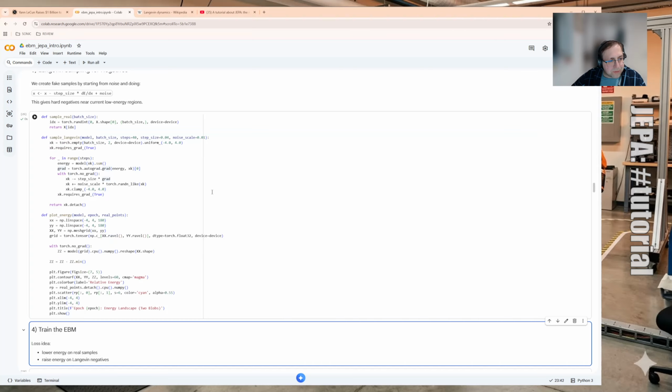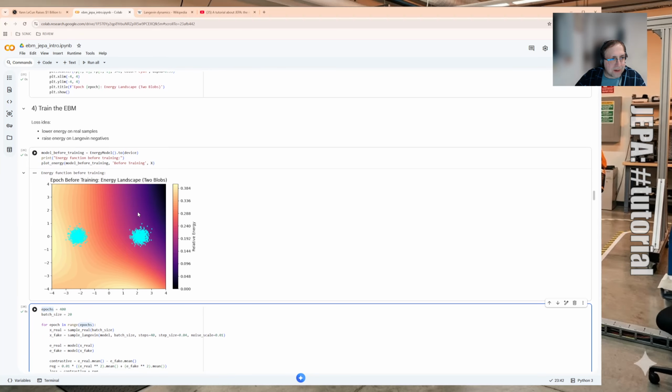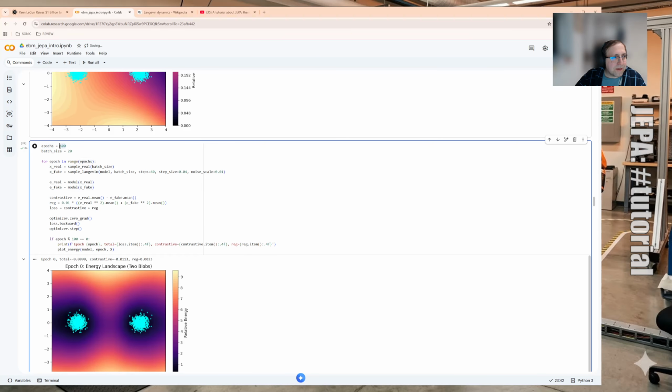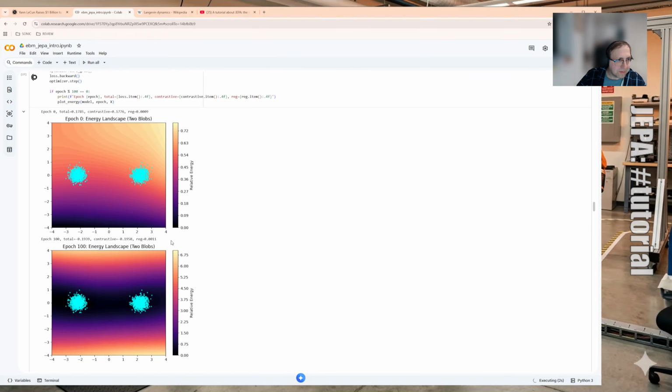Okay, so then we train the EBM. When we start, we have a random energy field, so it looks like that. This energy function is totally random. As you can see, it doesn't really match my data points. When I run this for 400 epochs with a batch size of 20, let's see what happens now. I'm going to plot it every 100, so I should have 4 plots, or 3, depending on the last one.